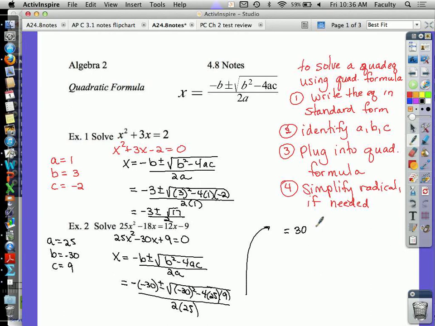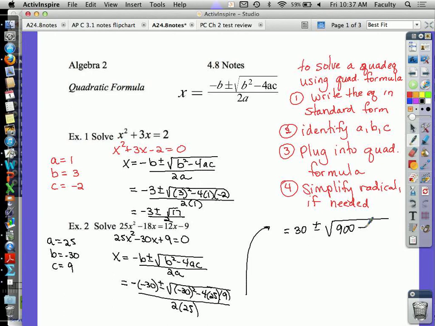Well, negative 30 is positive 30. And then watch this. Negative 30 times negative 30. I know a negative times a negative is positive. Now 30 squared. 3 times 3 is 9, but when you have a 0 in the tens place, that just adds 2 zeros. So that's 900.